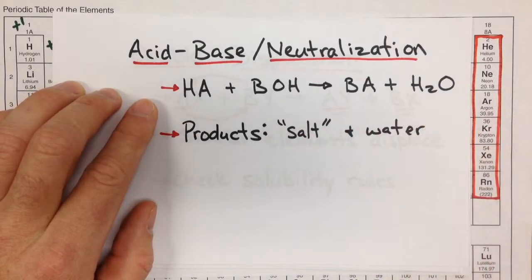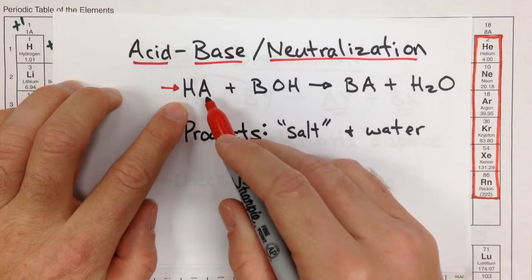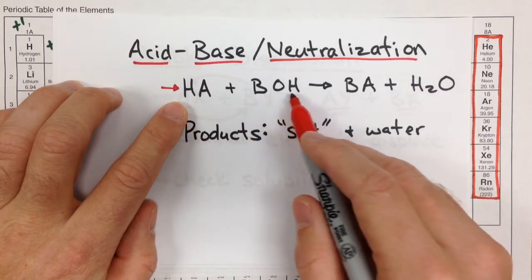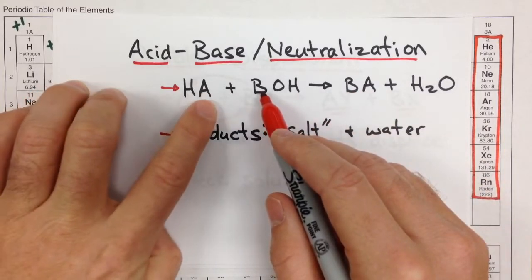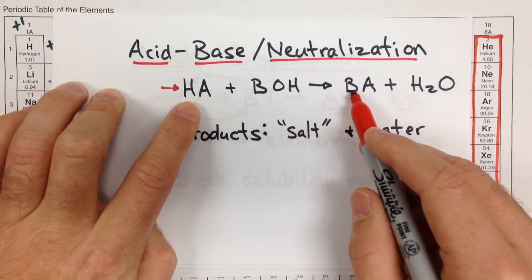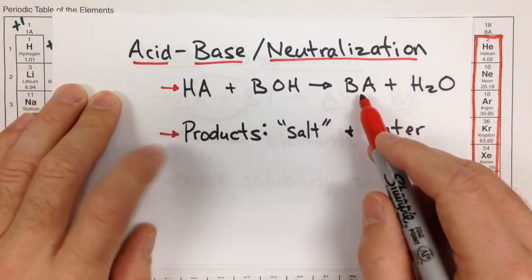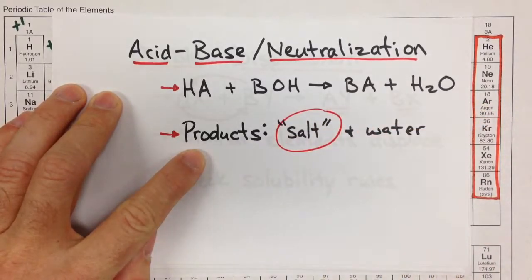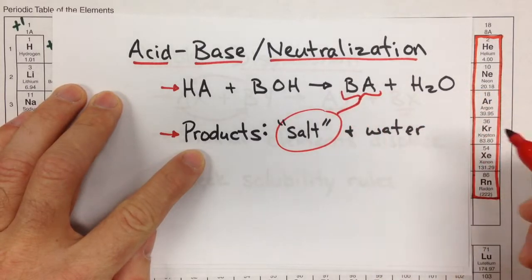But here's a general type where you have HA, where H is hydrogen and A is some nonmetal, plus some metal B and hydroxide OH, to form BA, because B is the metal and A is the nonmetal. Metals are always written first. It forms BA and water, where BA is classified as a salt. So this salt that exists as a product is actually the form BA.